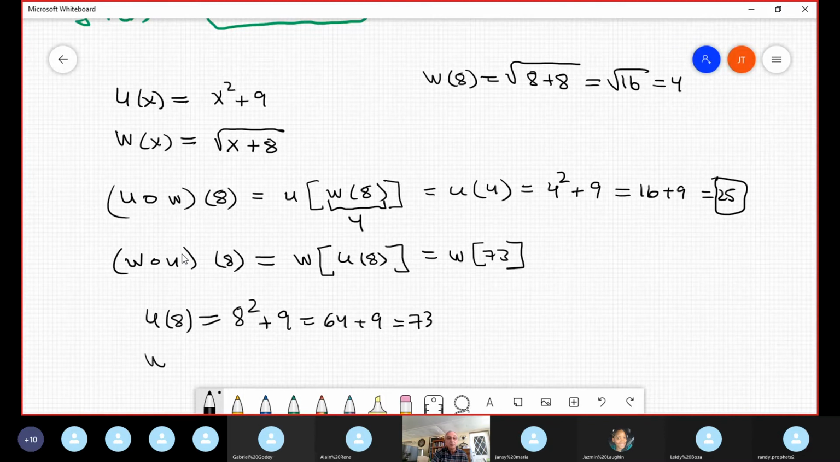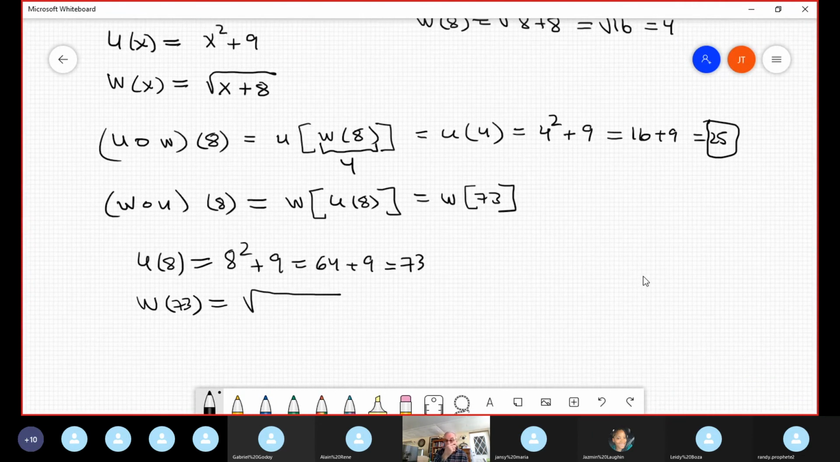Now, W evaluating 73. Remember the W function expression is square root of x plus A, but now x is 73. 73 plus A is 81, and the square root of 81 is 9. And it's the final answer.